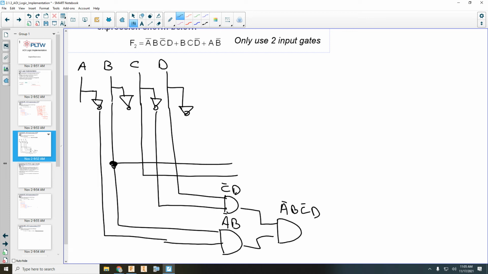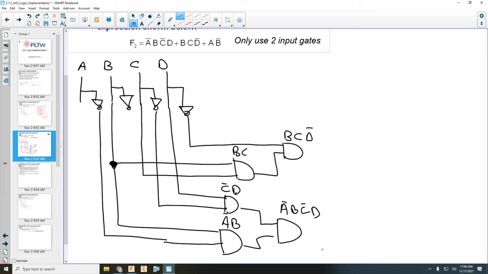Okay, so anytime we have crossing wires, if you draw nice straight lines and there's no node for a junction, then they're just crossing wires. They're skipping over top of each other. Okay, so that is BC. And then I need to AND that with D naught. So I'll bring those together. So now I have BC D naught.